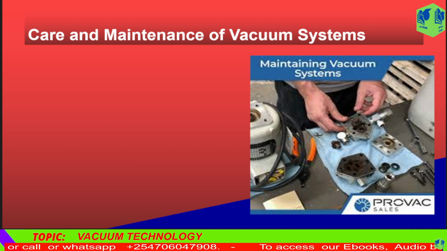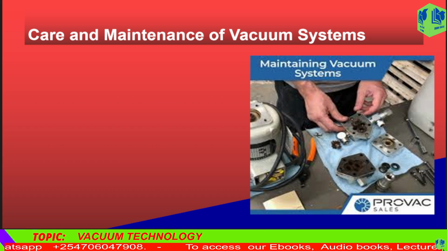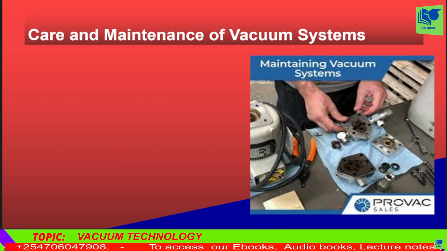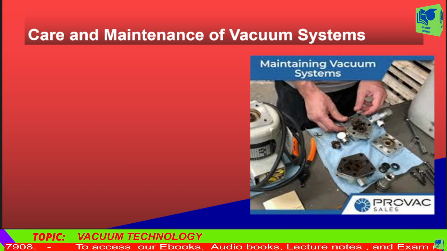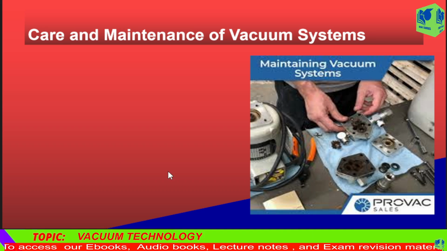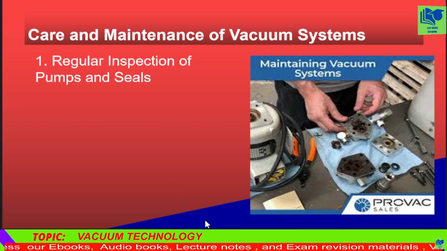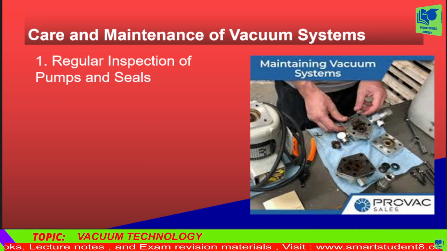of the equipment. In this tutorial, we'll cover the best practices for caring for and maintaining vacuum systems, including the inspection of pumps and seals, cleaning chambers and pipelines, lubricating moving parts, and replacing worn-out components. 1. Regular inspection of pumps and seals. The heart of any vacuum system is the pump, which creates the necessary vacuum by removing air or gases from the system. Regularly inspecting the pump is key to keeping the vacuum system in optimal condition.